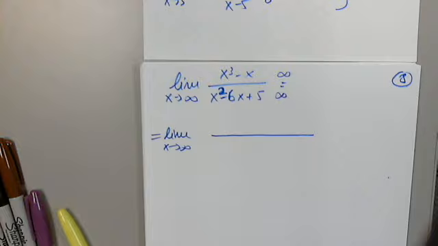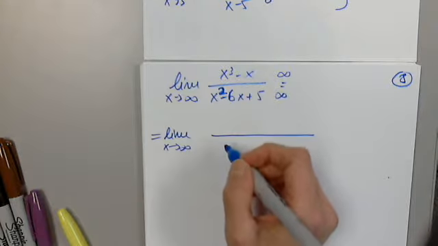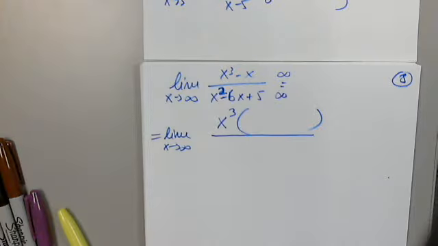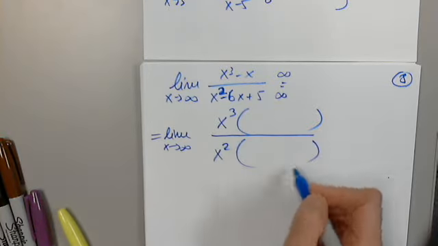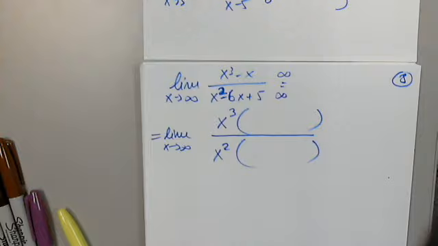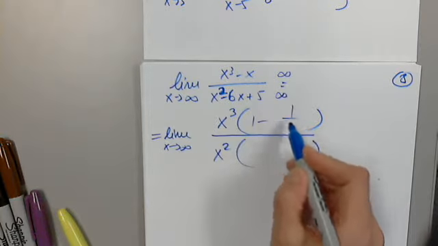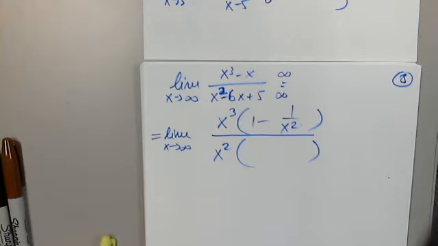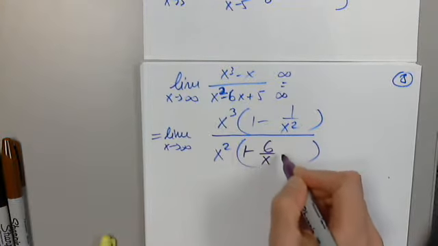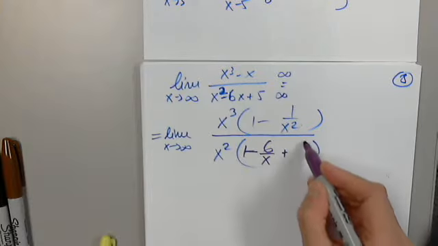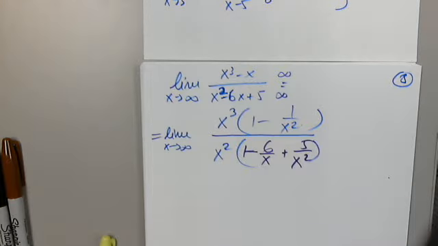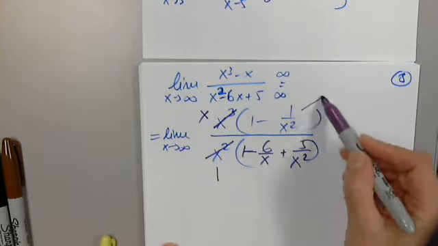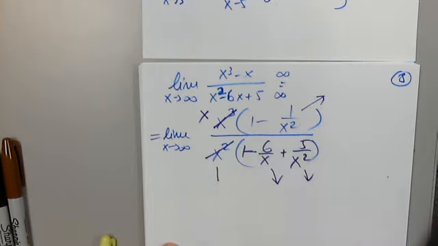What is the degree at the top? Good, so I have x cubed. What is the degree at the bottom? So I have x squared. So please tell me what you get. 1 minus 1 over x squared. Perfect. And 1 minus 6 over x plus 5 over x squared. Good. I will also simplify here. Where does this go, and this go, and this goes?